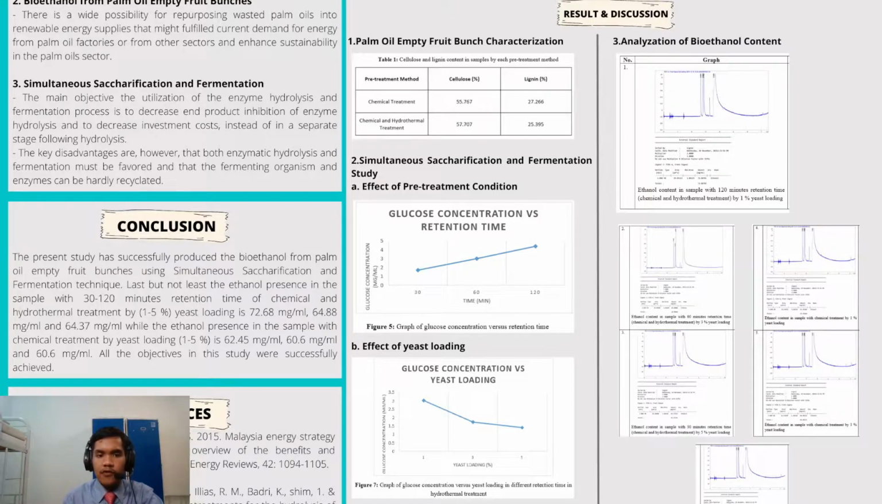For the chemical pre-treatment only, the cellulose content is 55.767%, while the lignin content is 27.266%. And the cellulose content in the chemical and hydrothermal treatment is 57.707%, while the lignin content is 25.395%.